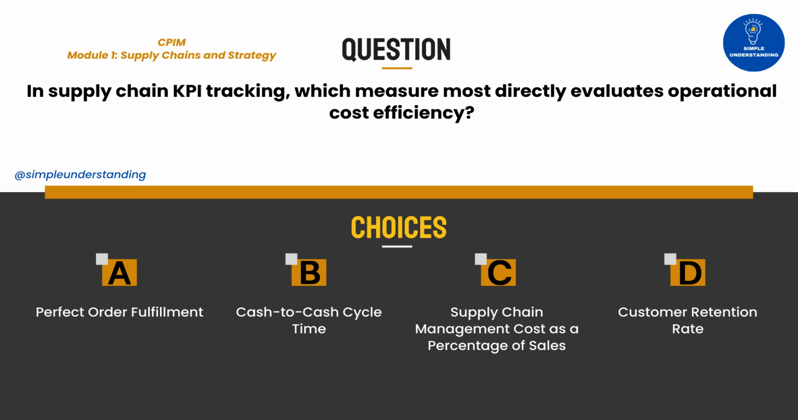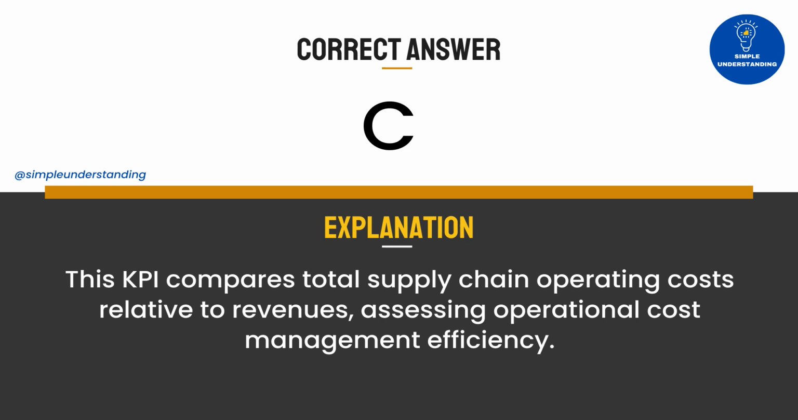Question 24. In supply chain KPI tracking, which measure most directly evaluates operational cost efficiency? A. Perfect order fulfillment. B. Cash-to-cash cycle time. C. Supply chain management cost as a percentage of sales. D. Customer retention rate. Correct answer, C. Explanation. This KPI compares total supply chain operating costs relative to revenues, assessing operational cost management efficiency.